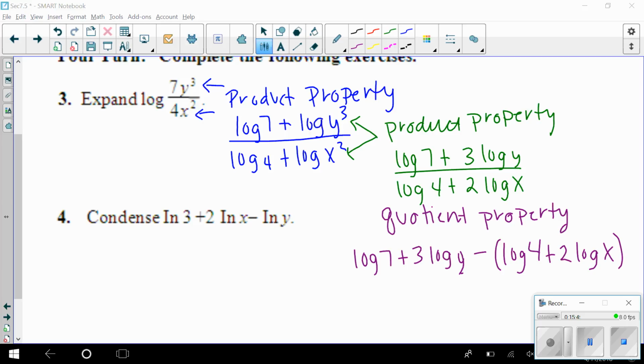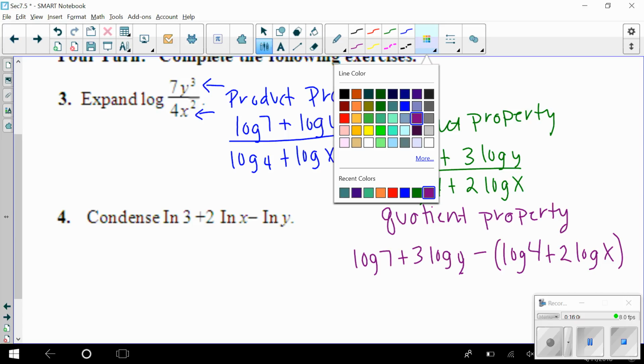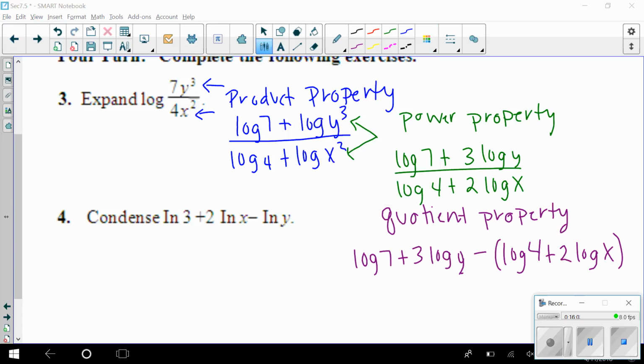In this first one, you could do this several different ways. You could start with the quotient property and then do the product property and then do the power property. But the way I have it shown here, first we're using the product property to split up the 7 and the y cubed in the numerator and the 4 and the x squared in the denominator. From there, we're using the power property to get rid of those exponents. So we have log of 7 plus 3 times log of y divided by log of 4 plus 2 times log of x. And then lastly, we're using the quotient property.